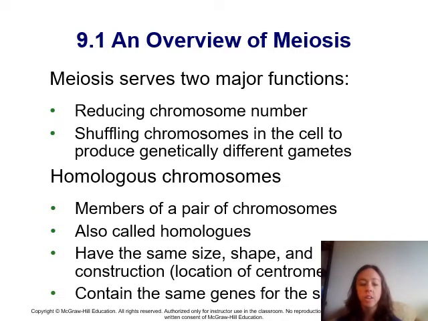Just a little reminder, homologous chromosomes, which are also called homologs, are going to be genetically similar in that they are both the same size and they carry the same genes. However, they may contain different alleles.